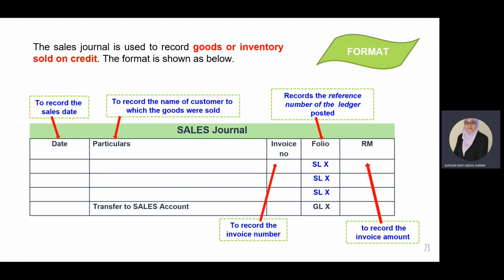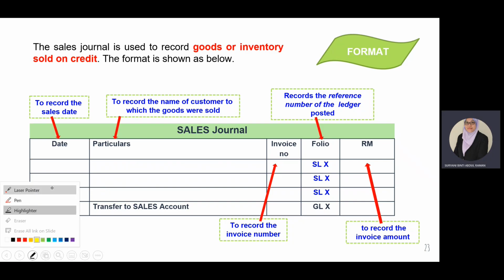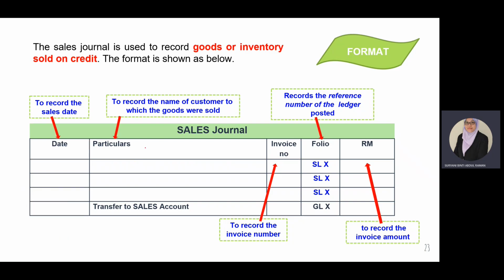Okay, next we go to sales journal. Okay, as for the sales journal, the formats are more or less the same as the purchases journal, where we will have to record the date, the particulars, invoice number, folio, and the value in ringgit. But the difference here is that the particulars here will record the name of the customer. So the name of your customer. The customer is called as accounts receivable.